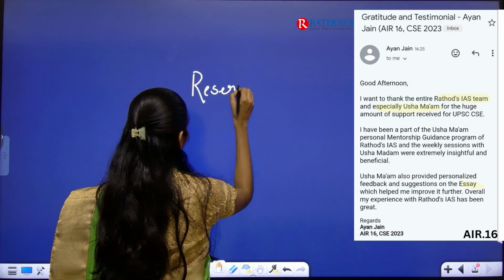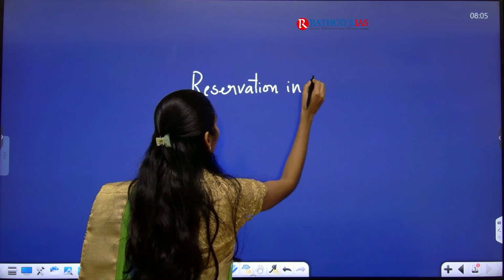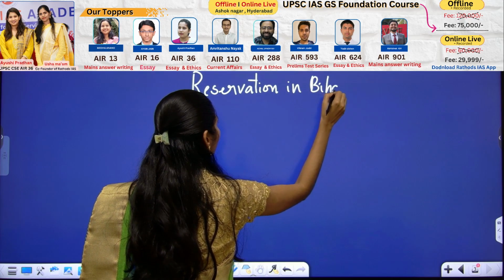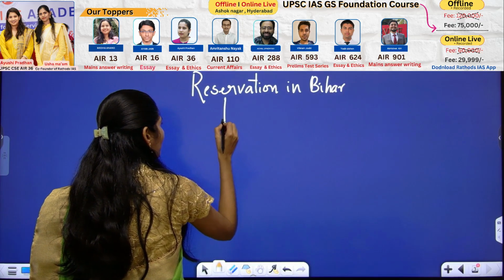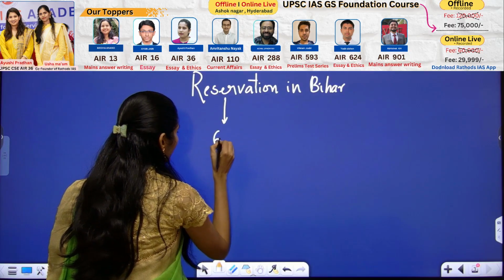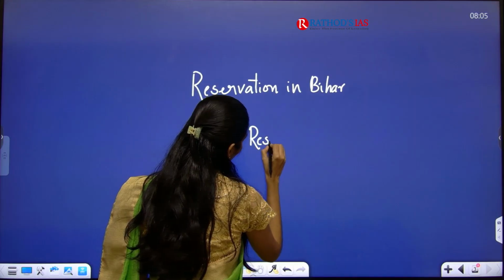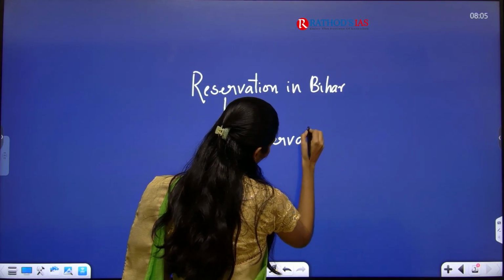What is the keyword? The keyword is about reservation, in which state? In Bihar. Recently they came up with the census and said that we have to provide 65% of reservation. So this is why it is in the news.